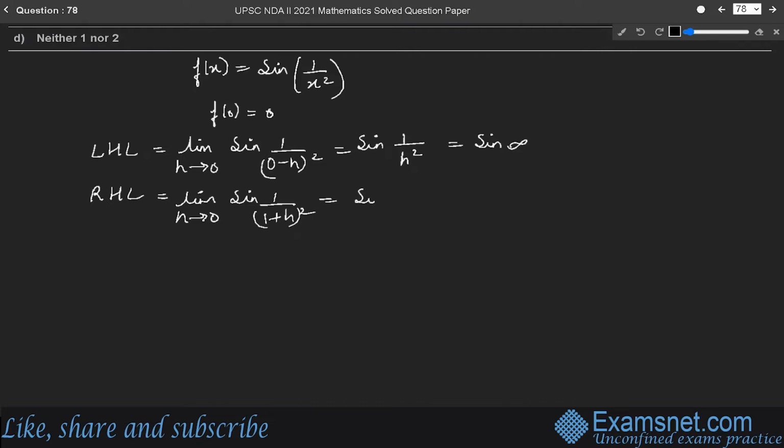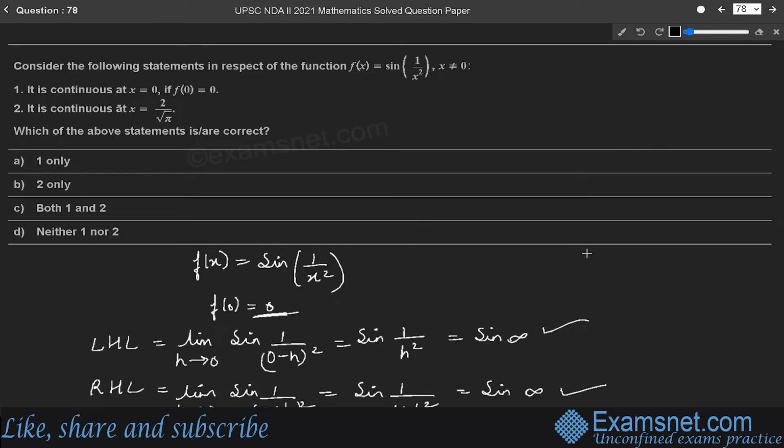It gives sine 1 upon 1 plus h square. It gives sine infinity. You can see that LHL is equal to RHL, but it is not equal to f of 0. So we can say that it is not continuous at x is equals to 0. So first statement is wrong.